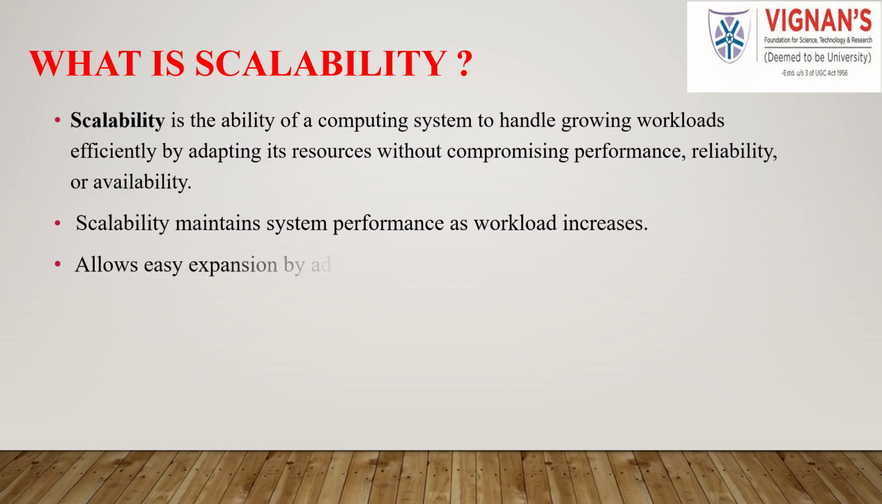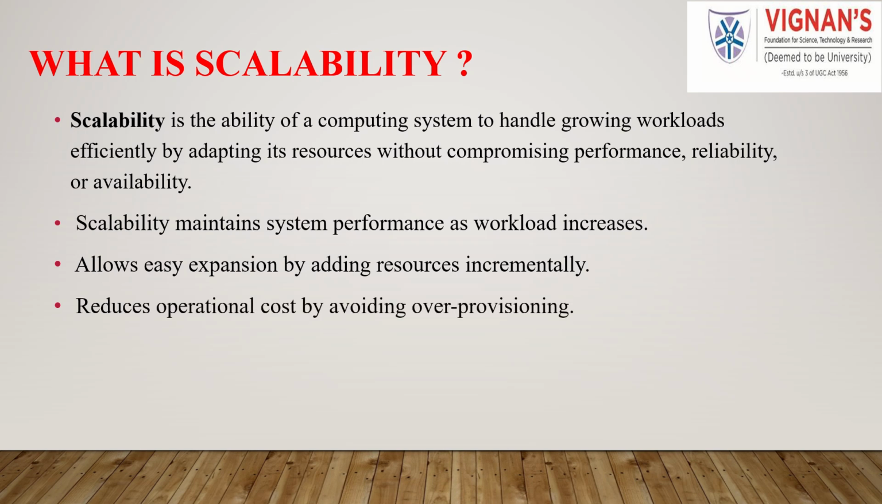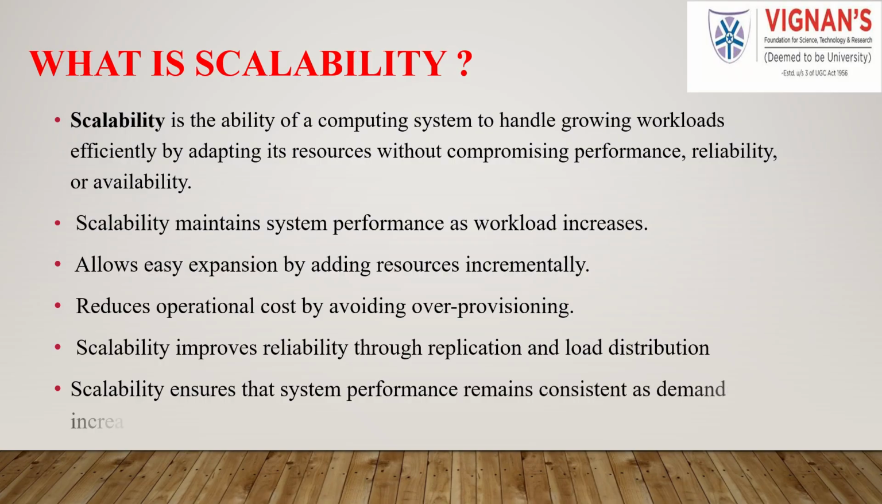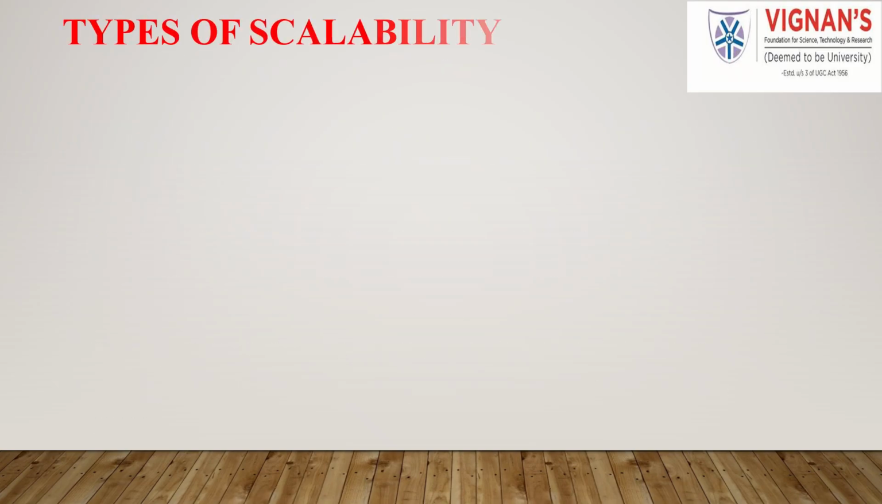It allows organizations to expand their systems gradually by adding resources only when needed, which helps reduce operational costs and avoids over-provisioning. Additionally, scalability improves system reliability by using replication and load distribution, ensuring that workloads are balanced and failures are minimized. Now let's look at the first type of scalability, called vertical scaling, also known as scale-up.